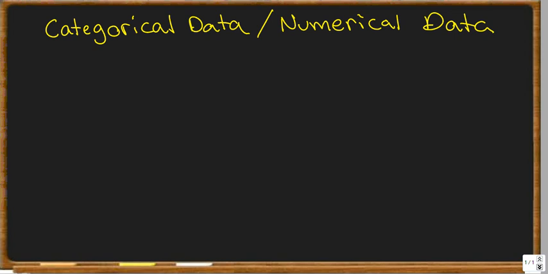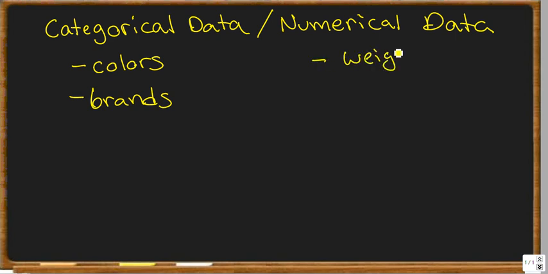So, the simplest way I can put it is that categorical data is qualitative. So you've got things like your colors, or brands, or any type of category that you're looking for. Numerical data is going to be things like weight, height, and so on and so forth. Things that are listed as actual numbers that mean something. So this is the main difference.